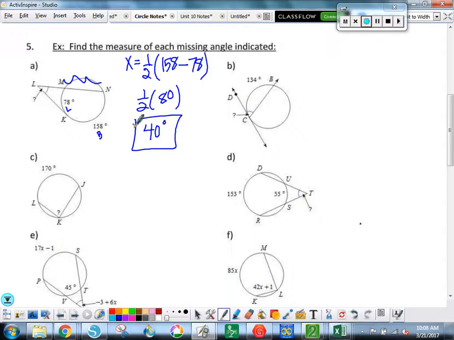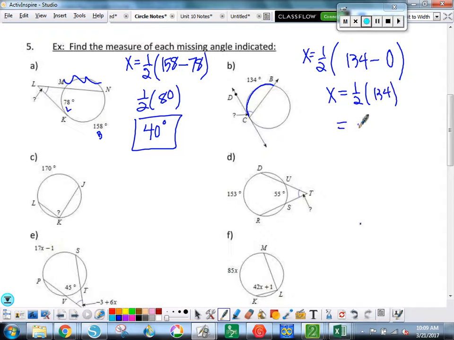So let's do another one. Part B. If I want to find this missing angle C, x equals 1/2 times the big arc, which is, the big arc is right here, 134, minus the little arc. However, on this problem, because this point is on this circle, there is no little arc, so we just subtract 0. And then we get 1/2 of 134, which is 67. This actually is an example of what we did on day 1. Because this is an inscribed angle. That is the arc, so it's half of the arc. It's using the same rules that we did on day 1.